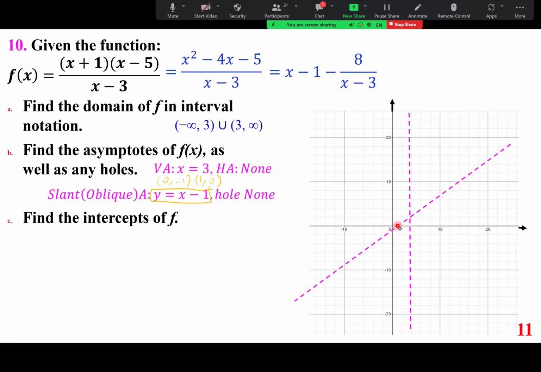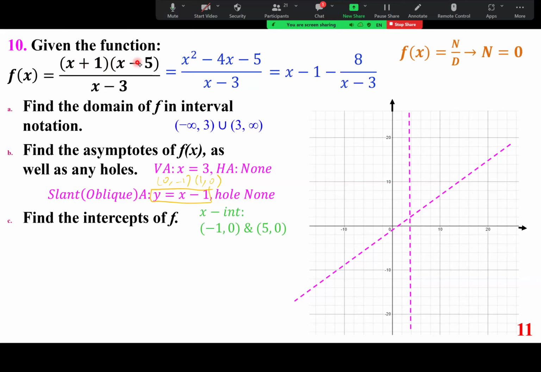Intercepts. X is 0, find y, y is 0, find x. And it's very easy to see how we find them. To find the x-intercept, set f of x equal to 0, which means set the numerator equal to 0, which means x is -1, x is +5, and therefore -1, 0, 5, 0.